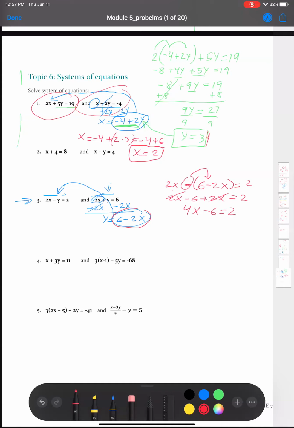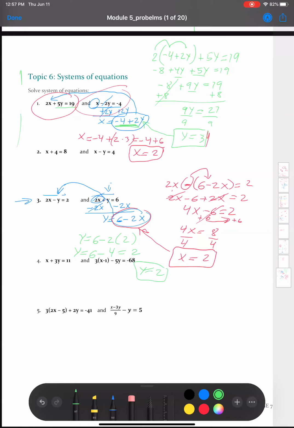minus 6 equals 2. We're going to move the 6 to the other side. So 4x equals 2 plus 6. So that cancels. 2 plus 6 is 8. And we divide by 4 so we can get the x all by itself. So x is equal to 2. Now we can substitute 2 in here and we'll find out what our y is. So y is equal to 6 minus 2 times 2. Y is equal to 6 minus 4, which is equal to 2. So y is also 2.